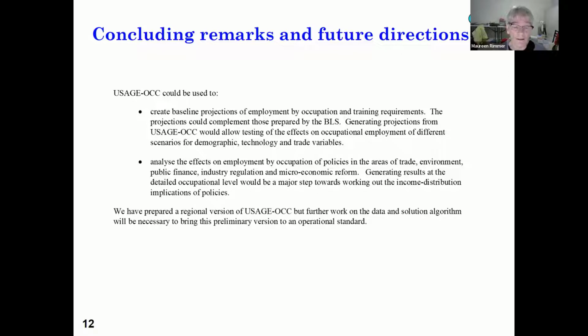Finally, I'd just like to say we're on the verge of having a regional version of this model, but it requires further work on the data and solution algorithms, and it's not yet ready to go into the operational stage. Thank you.